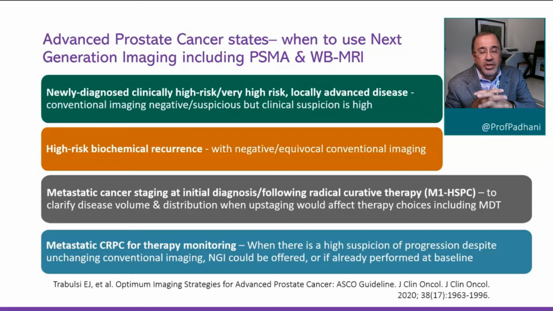So high-risk biochemical recurrence, it can be very helpful for moving the patient on, because if you were to show the presence of metastatic disease, it would take you to the next row, which is metastatic hormone-sensitive prostate cancer, to clarify the volume and the distribution of disease when upstaging would affect therapy choices. So, for example, if you had biochemical recurrence, that's hormone-sensitive prostate cancer, and you were to show a few spots, you may want to think about using metastasis-directed therapies.